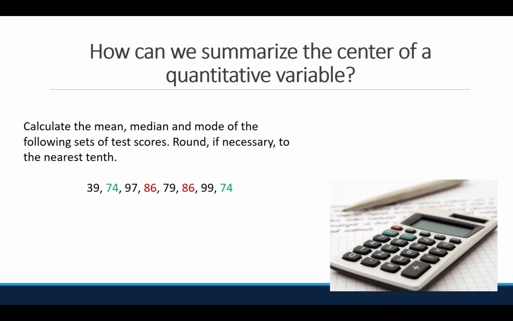To find the mode, we find the value which occurs the most often. Both 74 and 86 occur twice, which is the most common number of occurrences. Therefore, the mode is both 74 and 86.